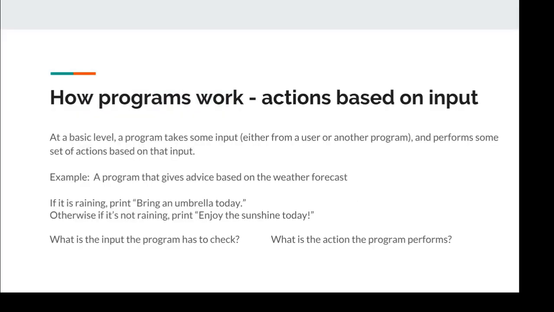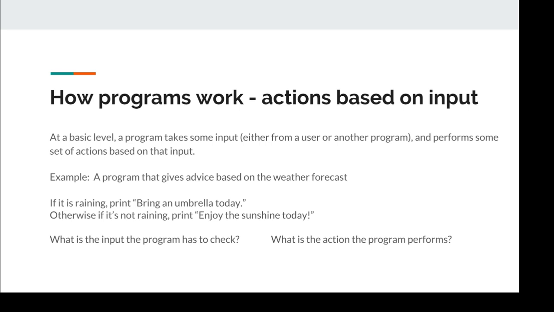So first of all, at a basic level, a program takes some input, either from the user or another program or further up in this program, and then performs some set of actions based on that input. That's all a program does. So for example, if we have a program that gives advice based on the weather forecast, this program is going to print "bring an umbrella today" if it's raining, and otherwise if it's not raining it's going to print "enjoy the sunshine today." So what is the input that the program has to check in this example?